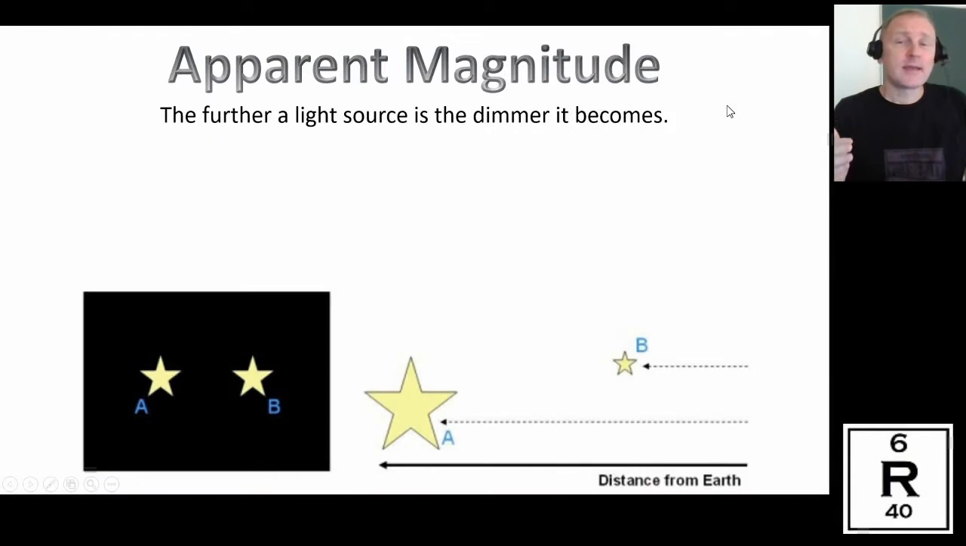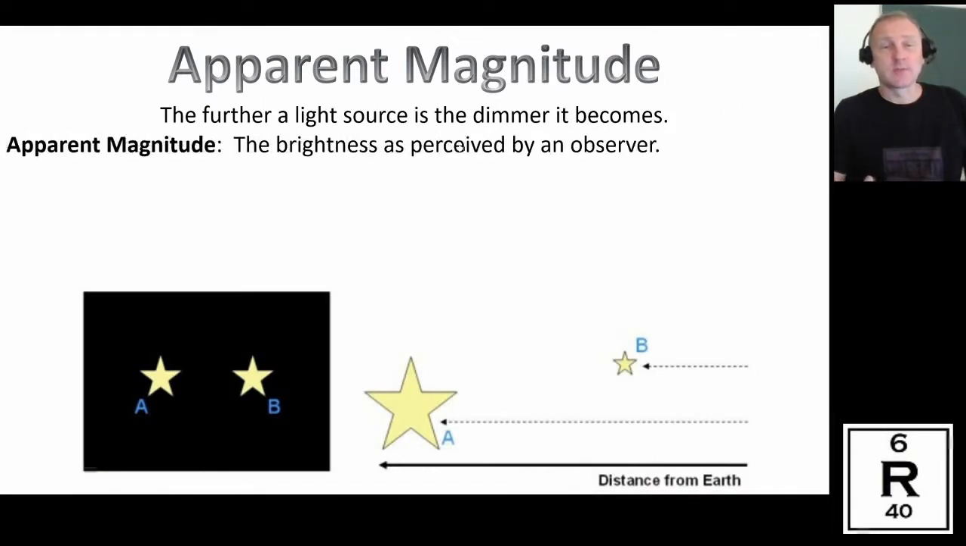The further a light source, the dimmer it becomes. The apparent magnitude is the brightness as perceived by the observer. So in this illustration below, we have 2 stars, A and B, and they appear to be the same level of brightness. But in reality, B is much dimmer than A, but B is also much closer than A. As A is further away, it looks dimmer. This is the idea of apparent magnitude.